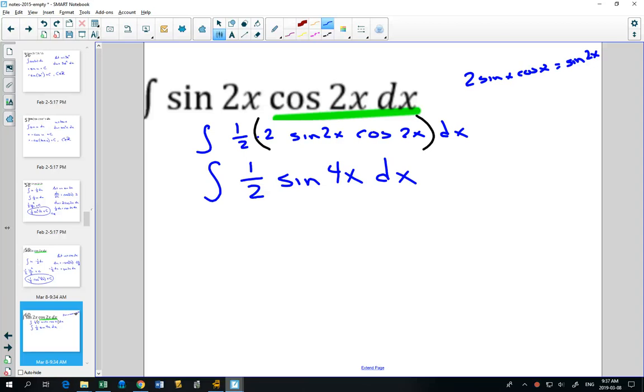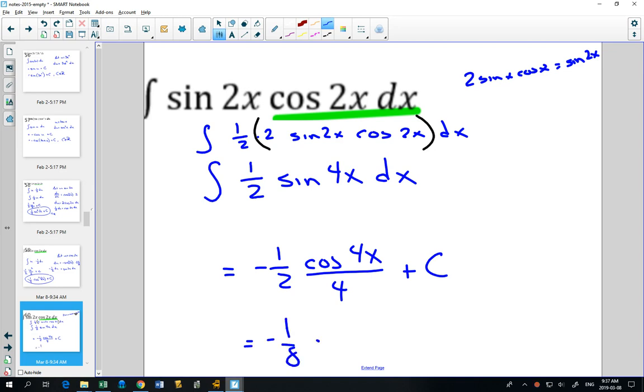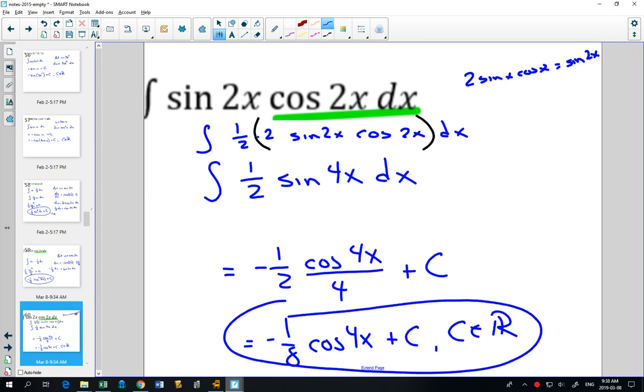When you integrate sine, is it going to be positive or negative cos? Negative. So I'm going to get negative 1/2 cos 4x. But I would have a chain rule where I multiply by 4, so I also have to divide by 4 plus c. So we get negative 1/8 cos 4x plus c. C is an element of the reals. Another totally different answer than the other ones.